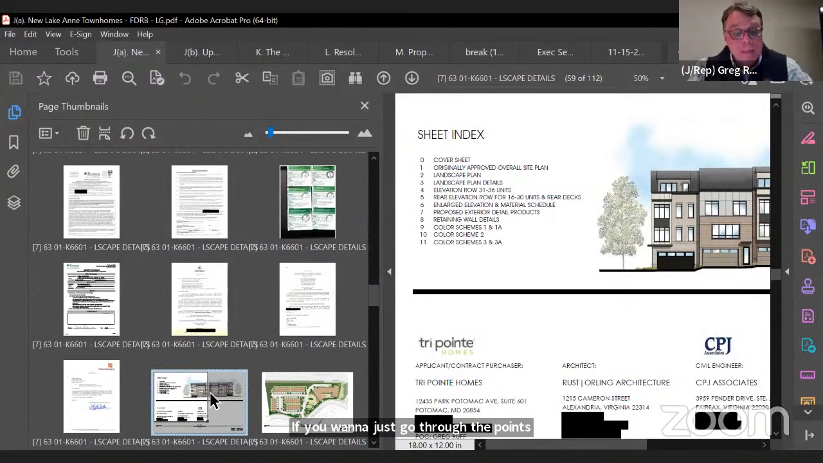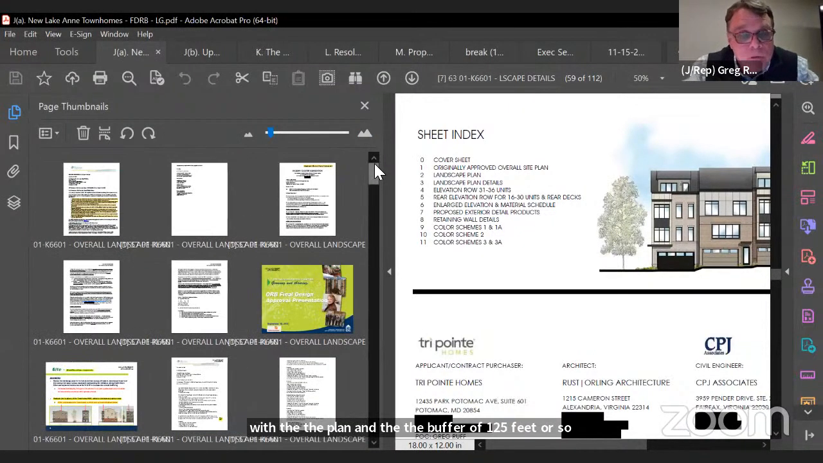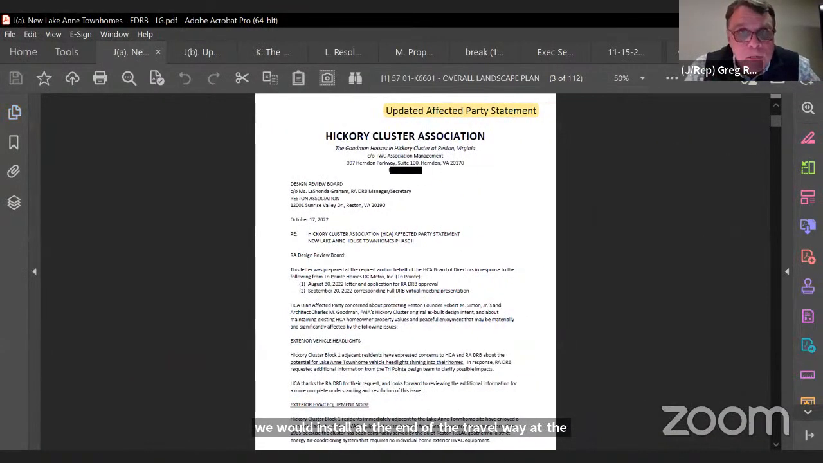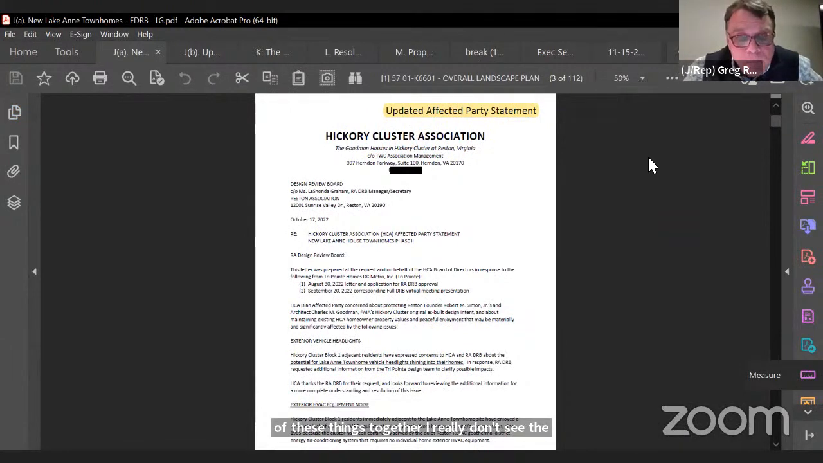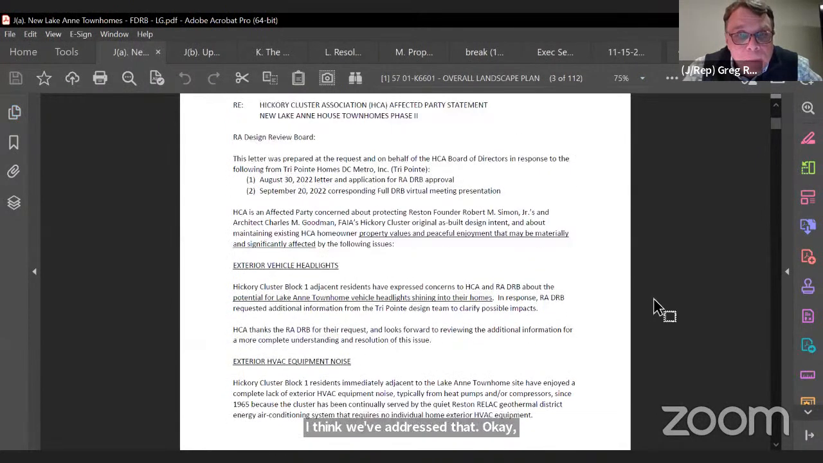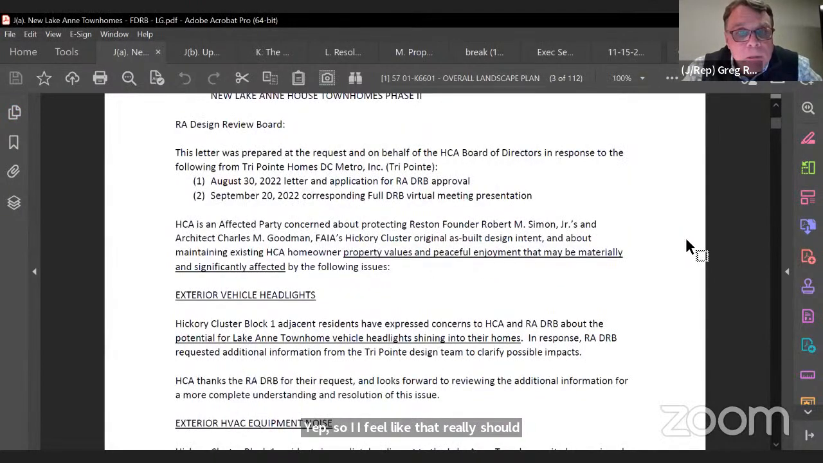The first concern raised in the October 17th letter had to do with exterior vehicle headlights. This is what I was touching on earlier with the plan and the buffer of 125 feet or so of existing trees to remain, and the additional landscaping we would install at the end of the travelway at the turnaround spot. With all of these things together, I really don't see the headlight glare being an issue. I think we've addressed that. So I feel that should be addressed through the other things that are being done.